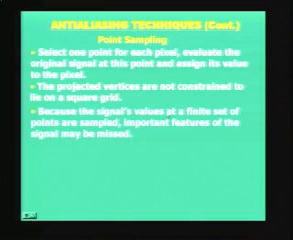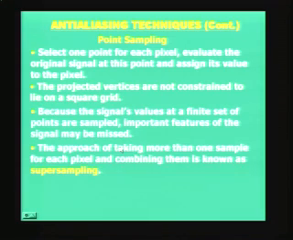Because the signal's values are sampled at a finite set of points, the important features of the signal may be missed. We have already seen that with an example. The approach of taking more than one sample for each pixel and combining them is known as the concept of super sampling. That is a method we use to counter the aliasing problem in point sampling.